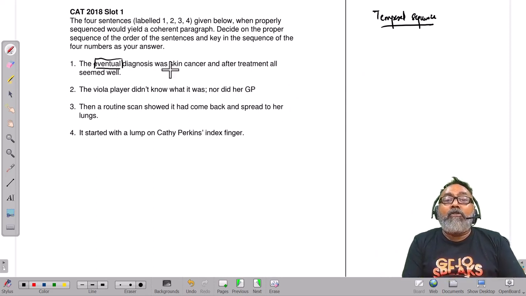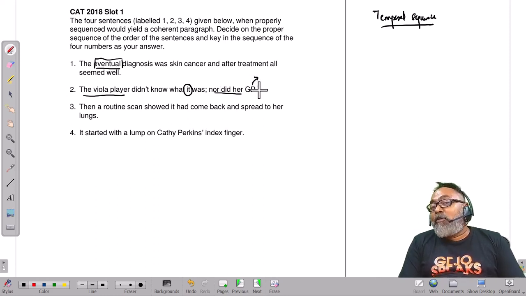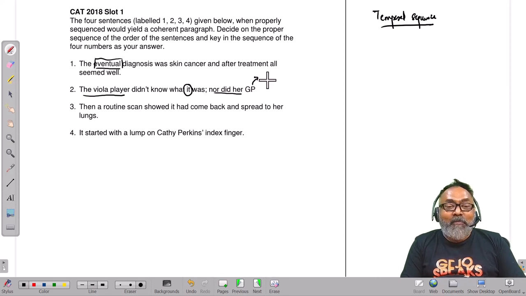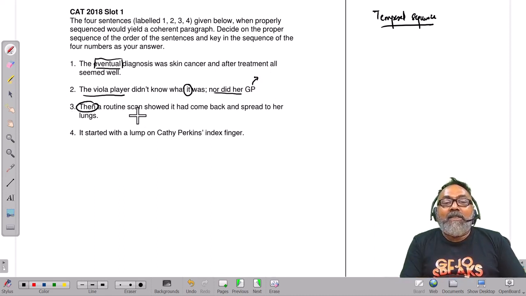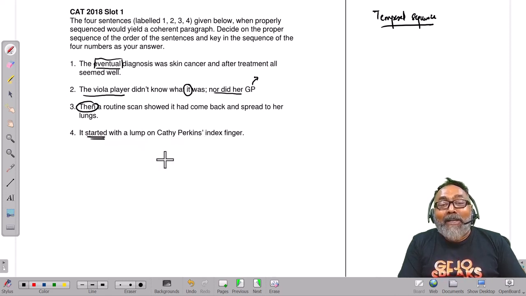The eventual diagnosis was skin cancer, and after treatment all seemed well. The viola player didn't know what it was, nor did her GP. This GP is not our Gautam Puri GP. This is general practitioner. Then after that, a routine scan showed it had come back and spread to her lungs. Okay. Then it says it started with a lump on Kathy Perring's index finger. It started. This is where the story is starting.